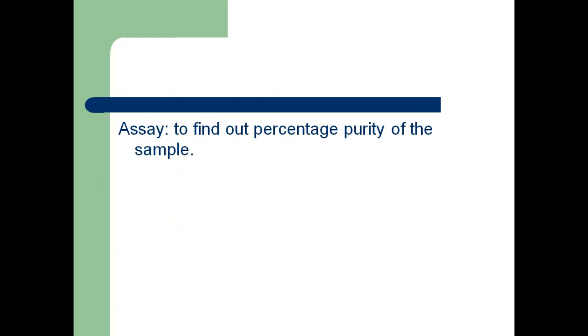Now why do we need to perform assay? Assay means to find out the percentage purity of the sample. For any pharmaceutical substance, it is very important to establish its purity. Thus, the procedure for it is assay, which means to find out the percentage purity of the sample.